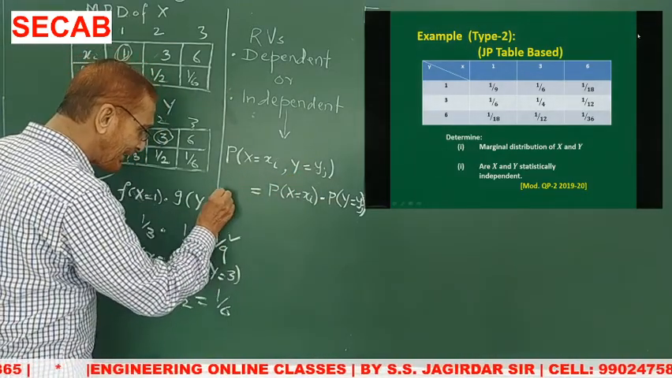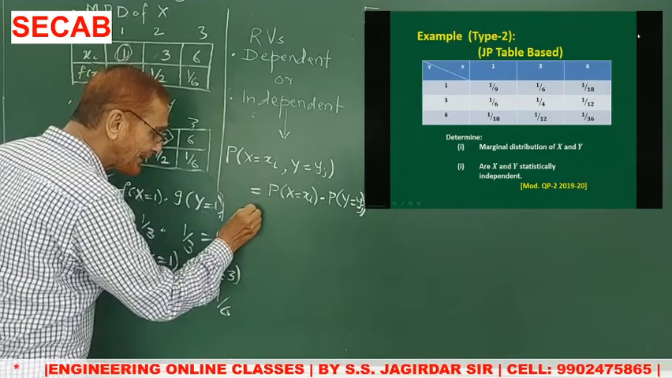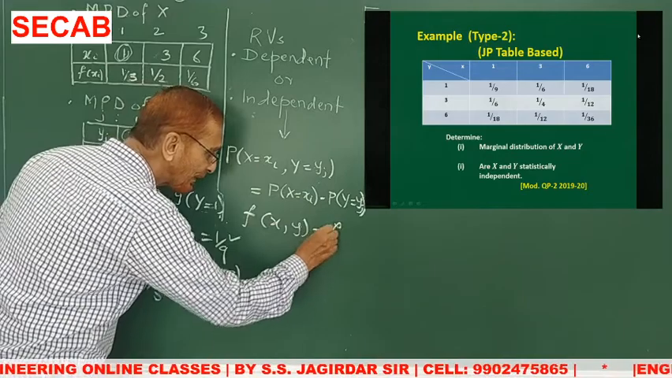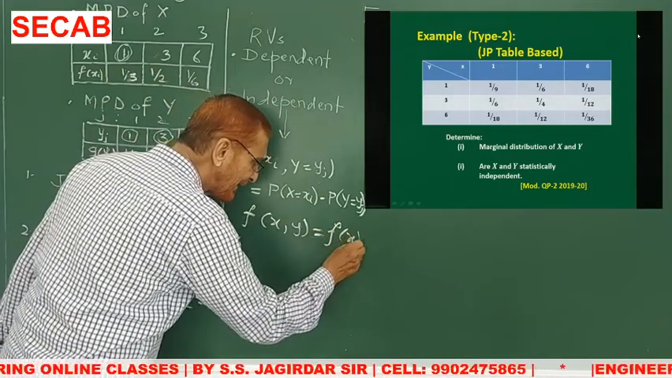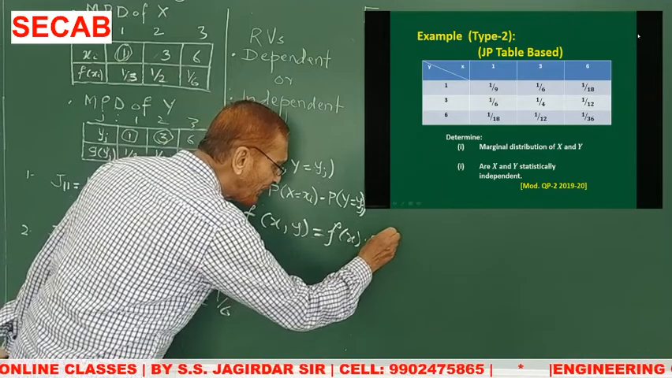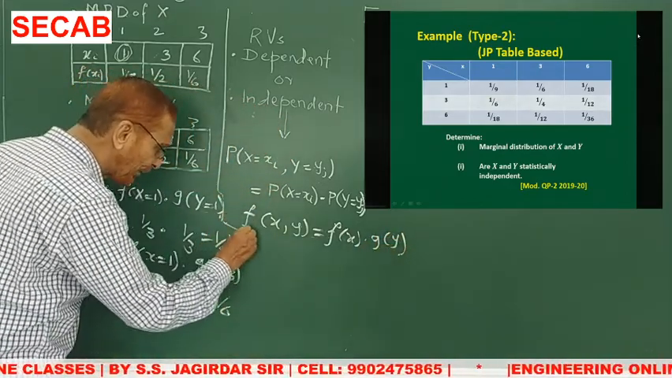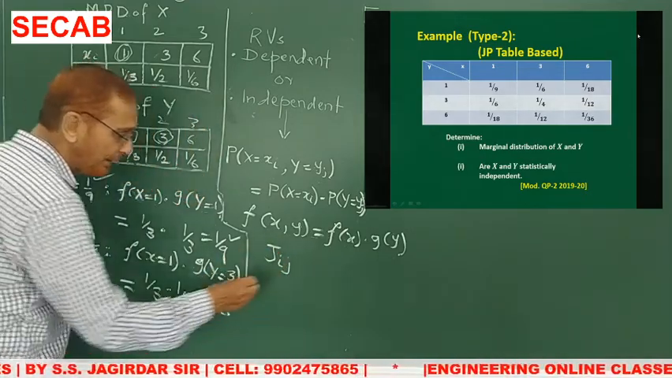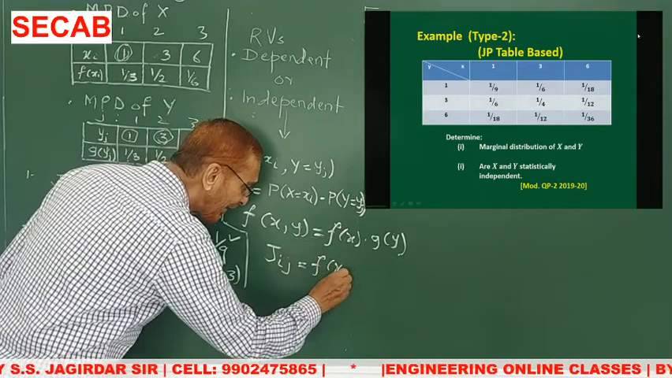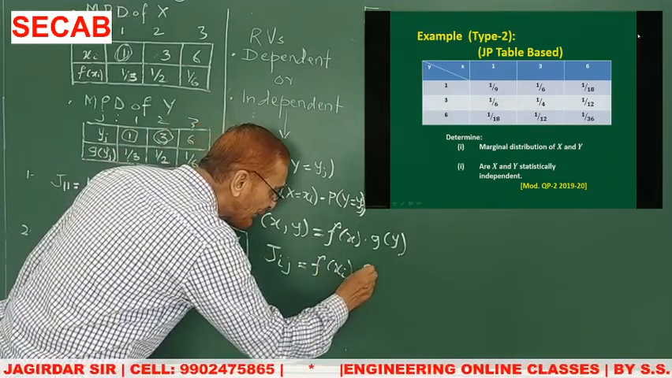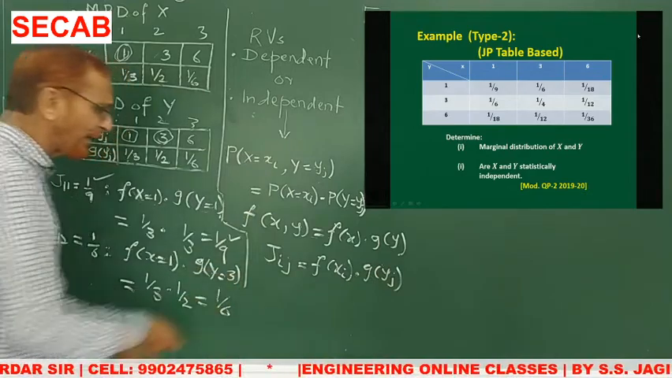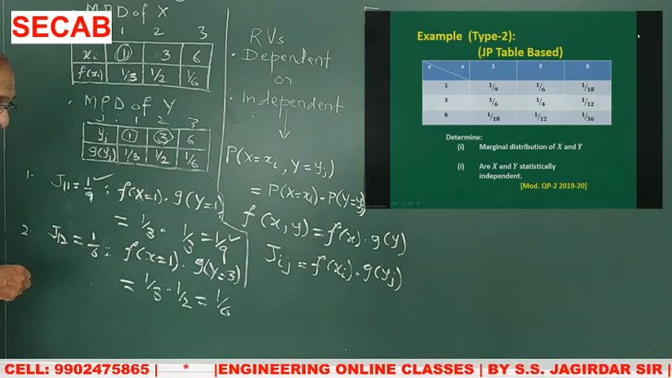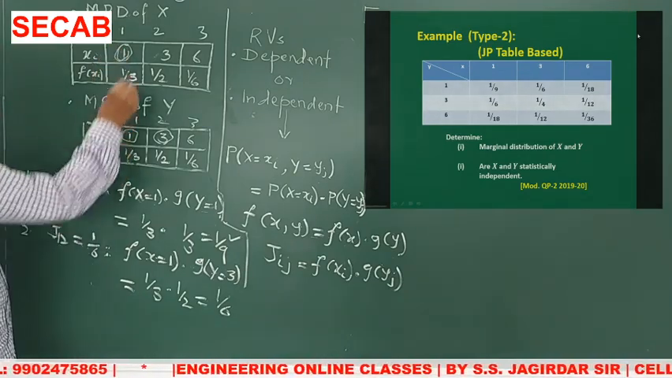So please, I will once again tell you that P of xy is written by two symbols. f of xy is equal to f of x into g of y. This way also you can take. Or another symbol is there for you: Jij is equal to f of xi into g of yj. So all these symbols are of course valid. We can use any symbol that is there. Okay, after getting this, two we have compared.